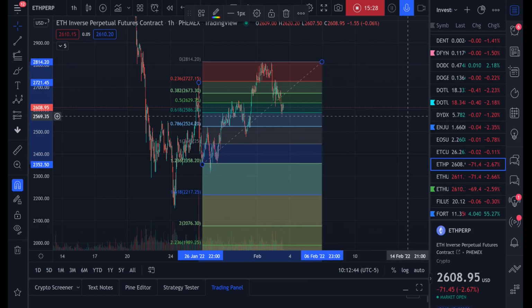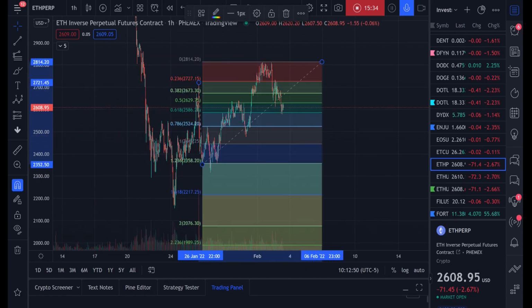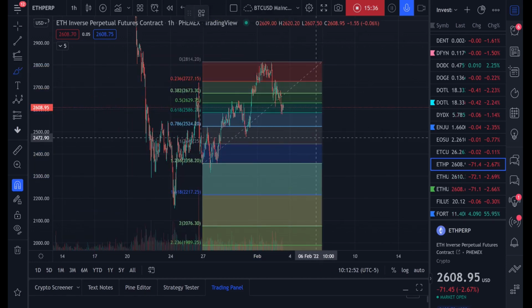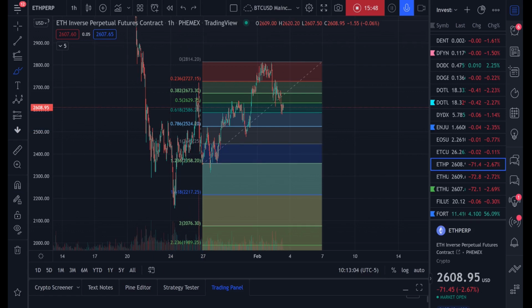We also expect Ethereum to end up between the 1 and the 1.236 Fibonacci extension, right? Minimum retracement 0.786. I've seen the 0.618 retracement of the C wave; it's exceedingly rare. So I'm expecting Ethereum to end around those areas, at least around 2,500.